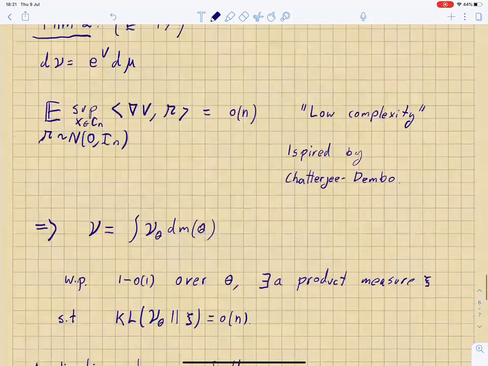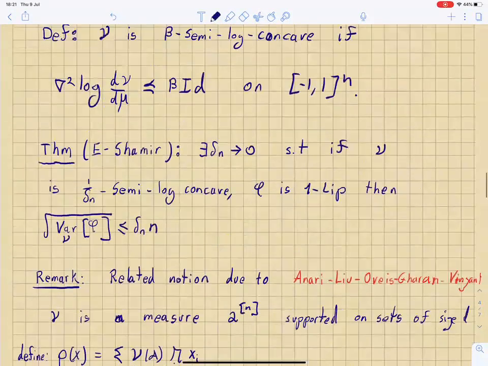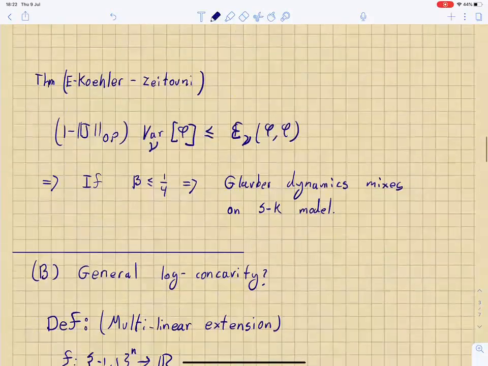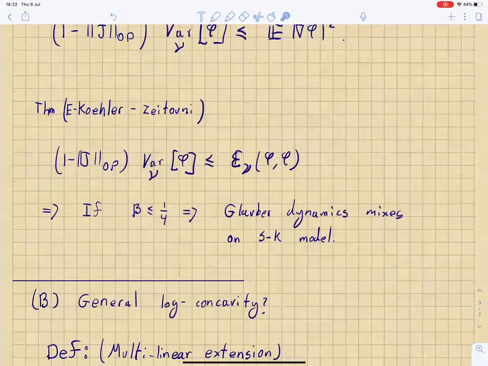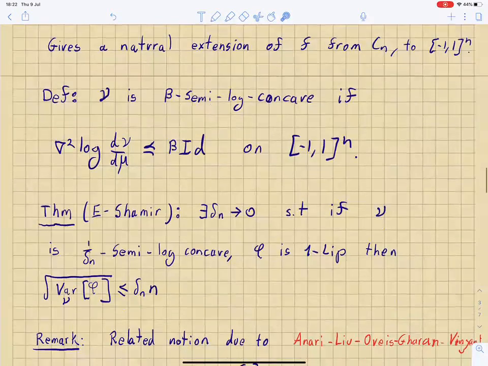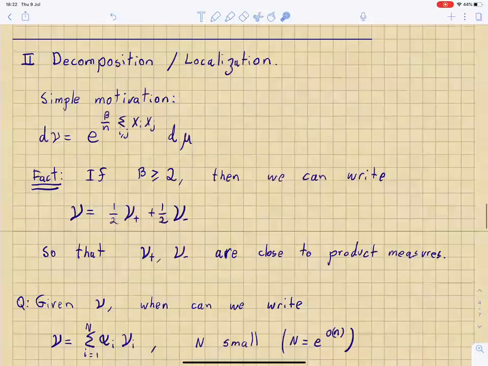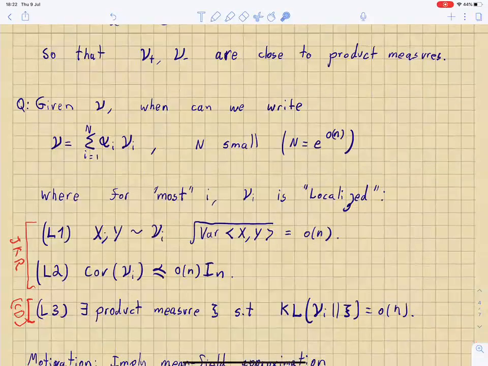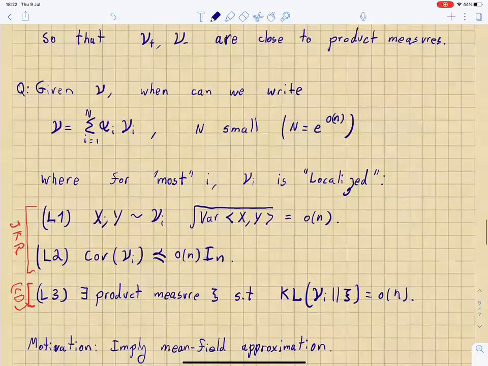Okay, so we've basically seen four theorems: two theorems that have to do with concentration for quadratic functions, and some notion of log concavity and concentration for what we call log concave functions, and then two theorems that have to do with this kind of pure state decomposition. The motivation to put all of these results in the same talk is that the proofs of all of these have one essential ingredient, which is the same ingredient. And this is what I'm going to try to explain now.